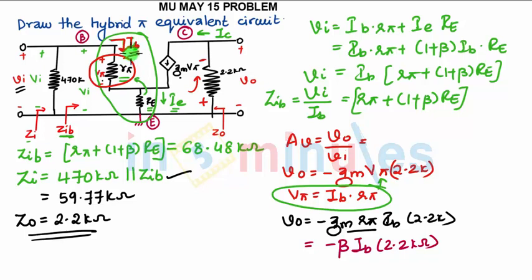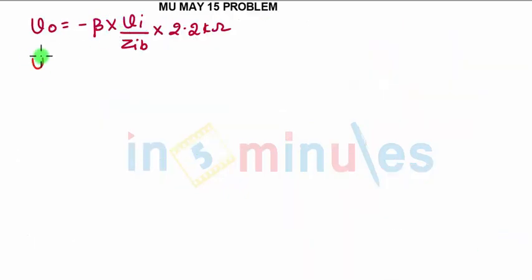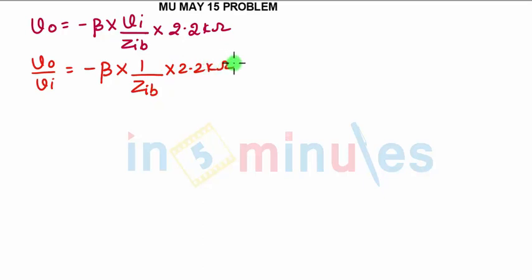Now the current flowing IB can be written as total voltage divided by total resistance. So I can write this as minus beta into voltage is VI, impedance is ZIB into 2.2 kilo ohm, right? Now this is your VO. We need to find VO by VI. So this equation 1 I am writing again. So I can write VO by VI as minus beta into 1 upon ZIB into 2.2 kilo ohms. So when you substitute the values, you should get the answer as minus 3.855. So this is nothing but your voltage gain. This is how you can find the voltage gain.